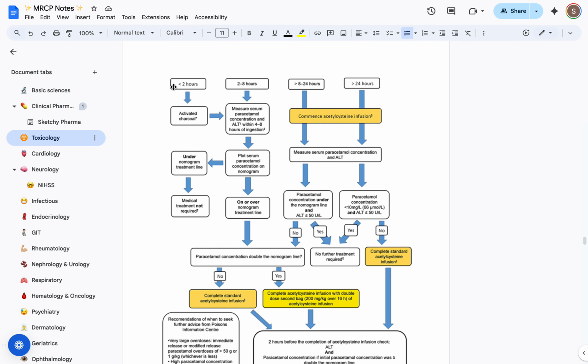So again, if it's less than 2 hours, you give activated charcoal. If it's 2 to 8 hours, you measure the paracetamol concentration. If it's on or over the treatment line, you treat. If it's under, you don't treat. So how about if it's more than 8 hours or more than 24 hours, you start. And you measure the paracetamol concentration.